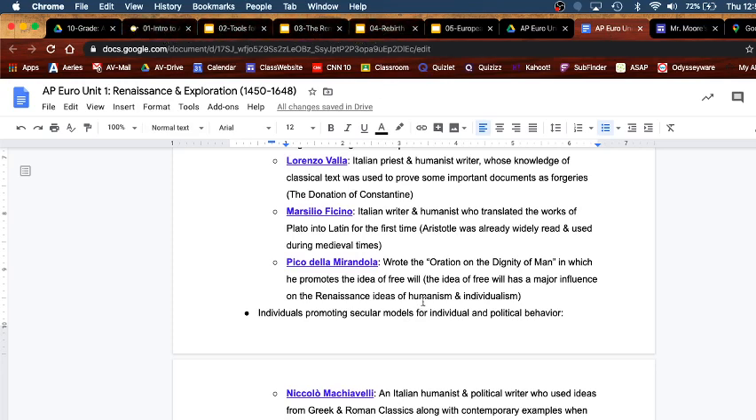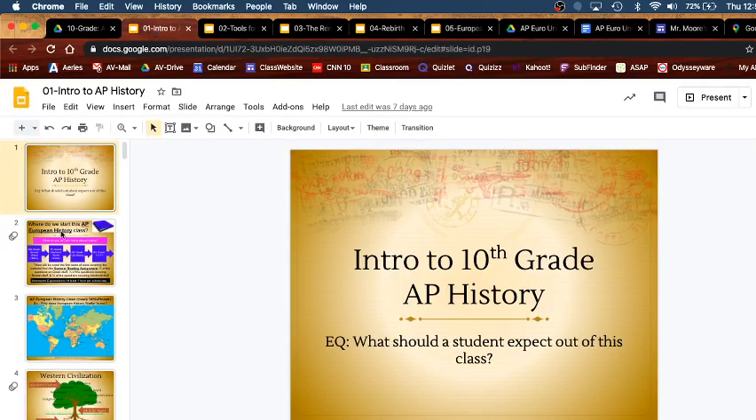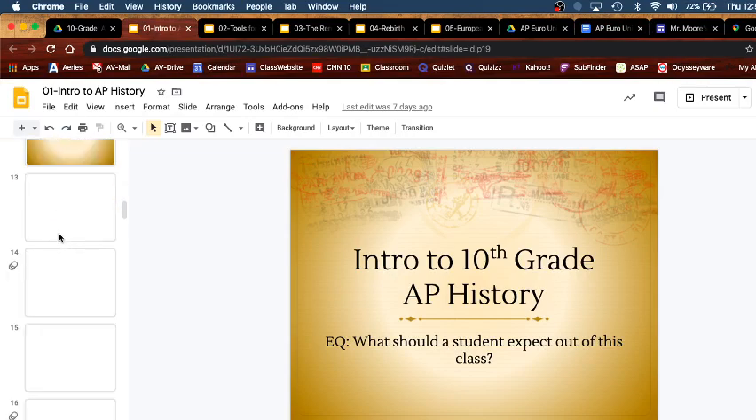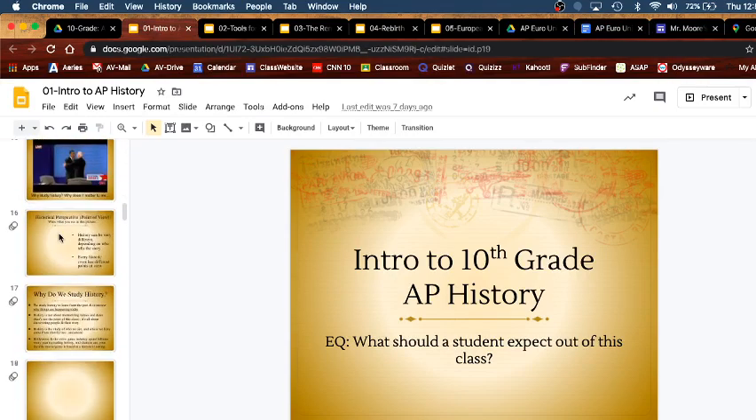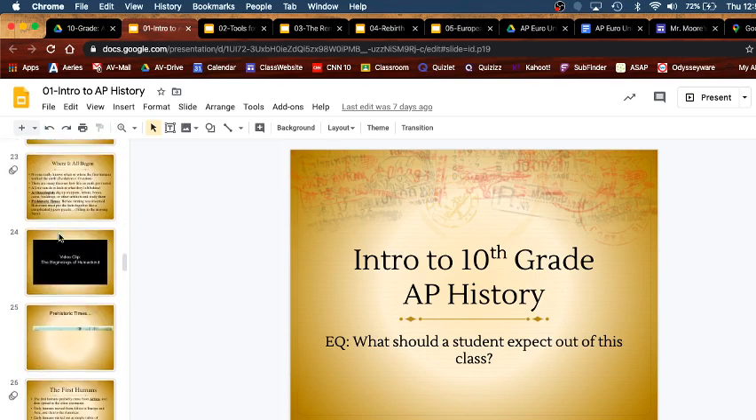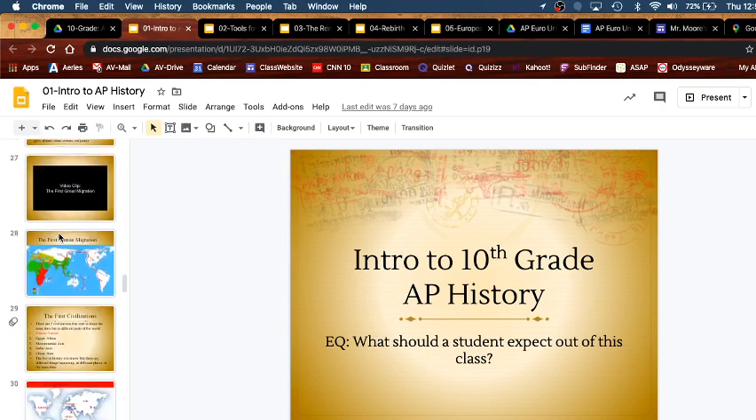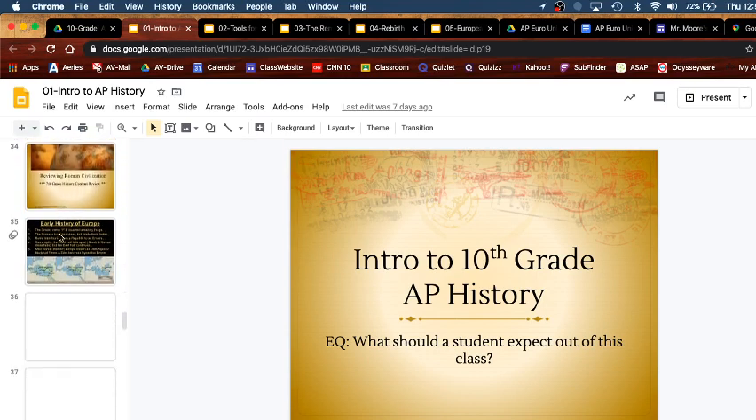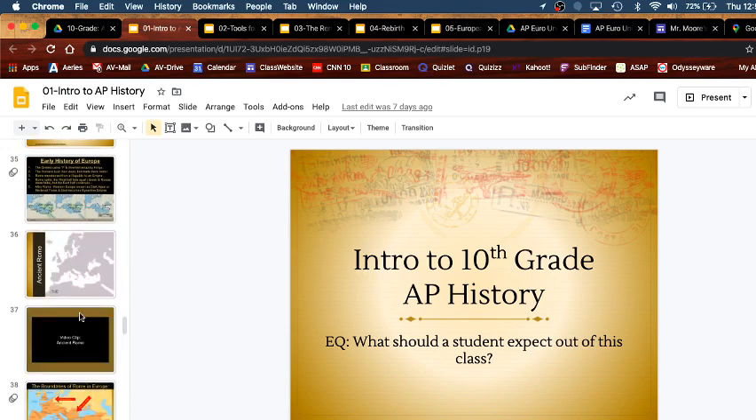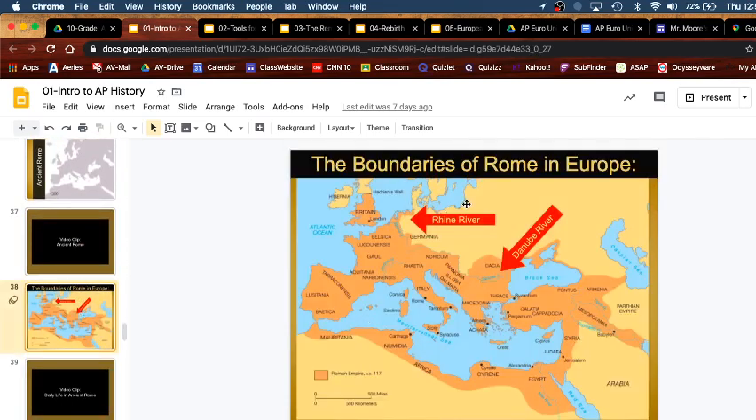But this guy right here, he found this document that said that the Emperor Constantine had given the Catholic Church the rights to be the successors to the Roman Empire. That's the simple version of it. So basically the Catholic Church was saying, hey, we have proof that Rome, the Roman Empire. So here's some of my pictures here.